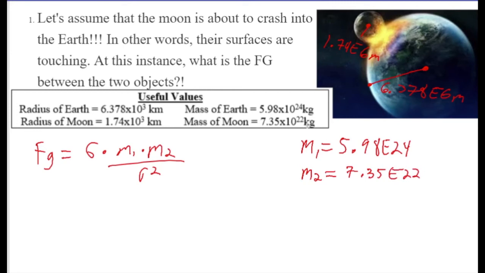And we can see that the mass of the moon is a lot smaller than the mass of the Earth. Well, we know why, right? That's because the moon is made out of cheese.